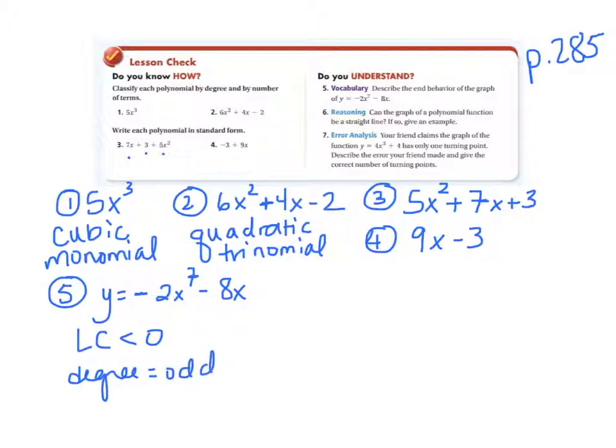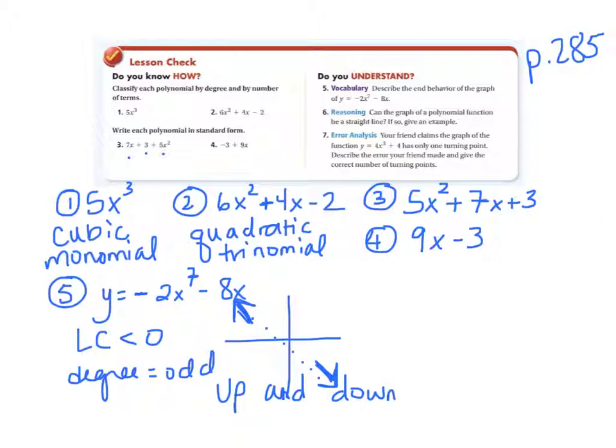So what does that tell you about your end behavior? Well, regardless of what's going on in the middle, we know that this is a negative leading coefficient. It's got to have that downhill thing going. So the end behavior on this side is going to be up, and the end behavior on this side is going to be down. Opposites because of its odd degree.